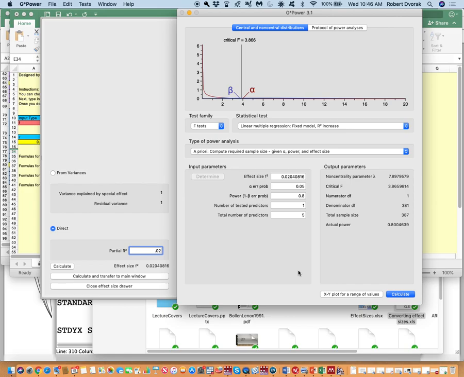Anyway, this is the sample size that you are going to need in order to ensure that you don't have a type 2 error when you're testing this sort of relationship. Yeah, Colin, go ahead.